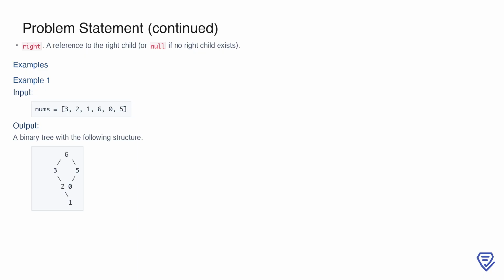The output is a binary tree that has the value 6 as its root, because 6 is the maximum value in the array. The left subtree is built from the elements 3, 2, 1, while the right subtree is built from the elements 0, 5. The resulting tree has 3 as the left child of 6, and 5 as the right child of 6. Continuing further, 3 has a right child 2, which in turn has a right child 1. On the right subtree, 5 has a left child 0. This structure is shown in the diagram.